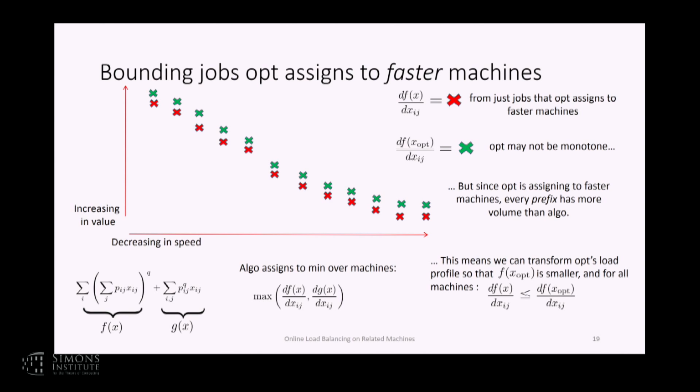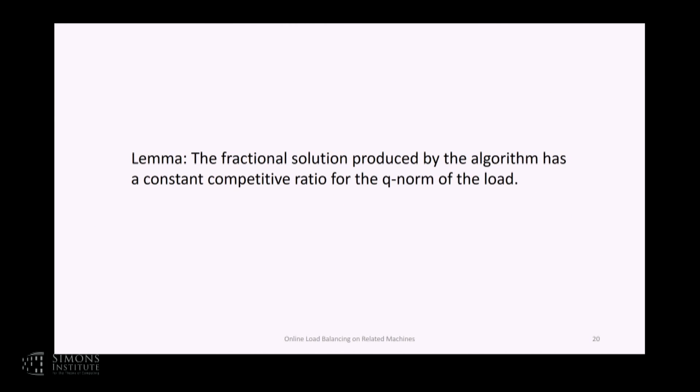So that says now I am fine because I can now just charge my costs to opt's cost on the same machine. Okay, so this was a bit hand-wavy, but this is the basic idea of how the proof for the fractional algorithm works. Eventually this gives us a constant competitive ratio for the fractional problem. But this is just a fractional solution. If there are any questions I can answer about this before I go to rounding.